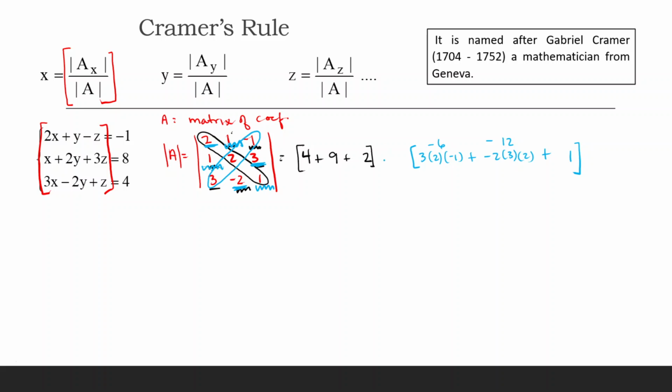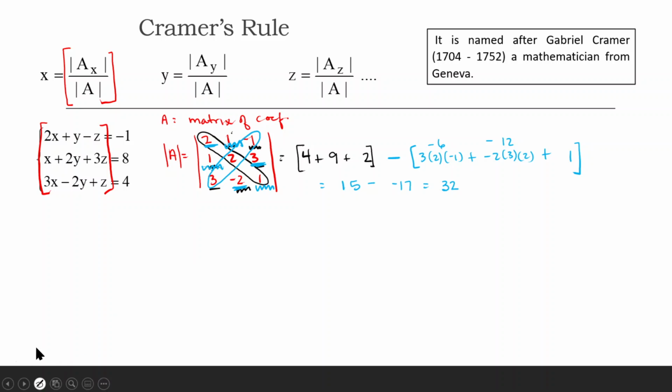And then I do the downward diagonals minus the upward diagonals, and I get 13 plus 2, so that's 15, minus, and inside here I get negative 18 plus 1, that's negative 17. So all together that's going to make 32.